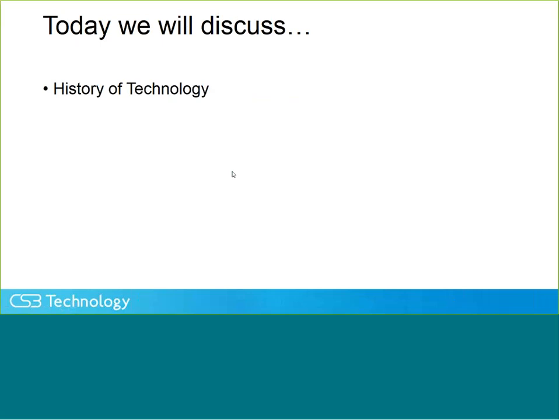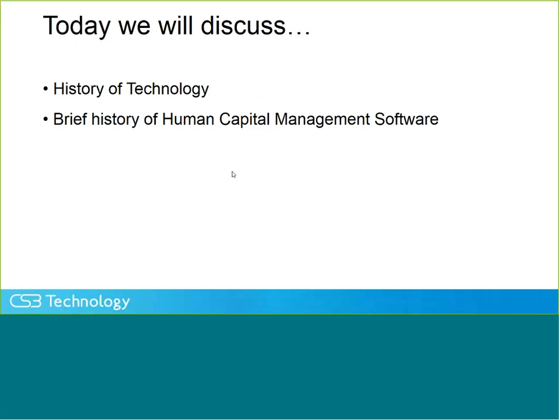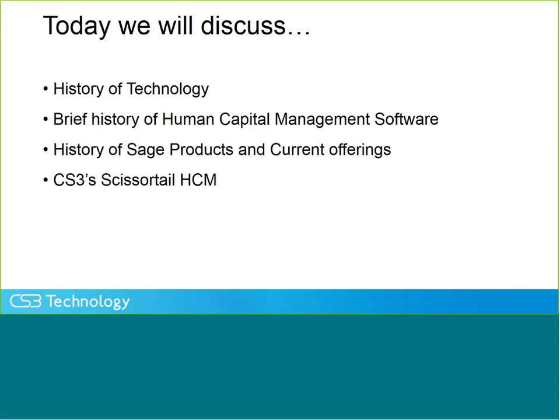All right, well, thank you, Sherry. So we are going to get started, and just as a summary for the day, we're going to talk first about walking through a history of technology from beginning to future, actually. And then we're going to talk a little bit about a brief history of human capital management software, which is basically just HR payroll software, fancy way of saying it. And then we're going to touch on the history of Sage products and then their current offerings and what's going to come in the future for some of those. And then touch a little bit about CS3's newest product, Scissortail HCM. And then I want to end with talking just for a little bit about why technology is vital to you in whatever role you are, whether that's payroll, HR, CEO, CFO, and then we'll have some time for questions.